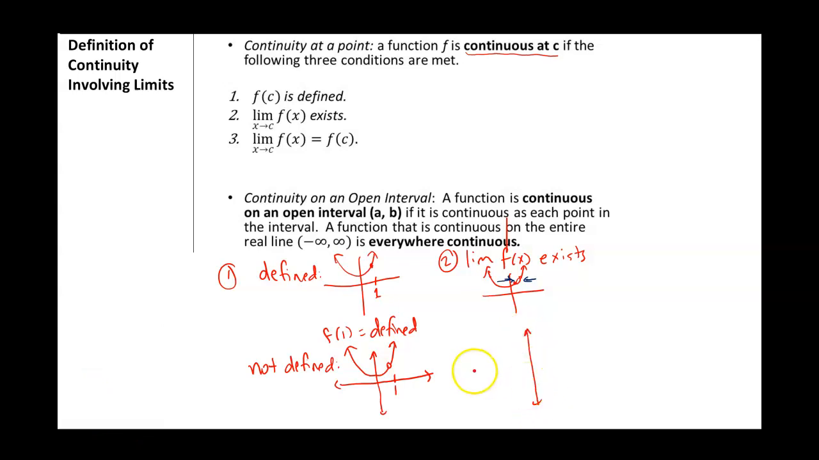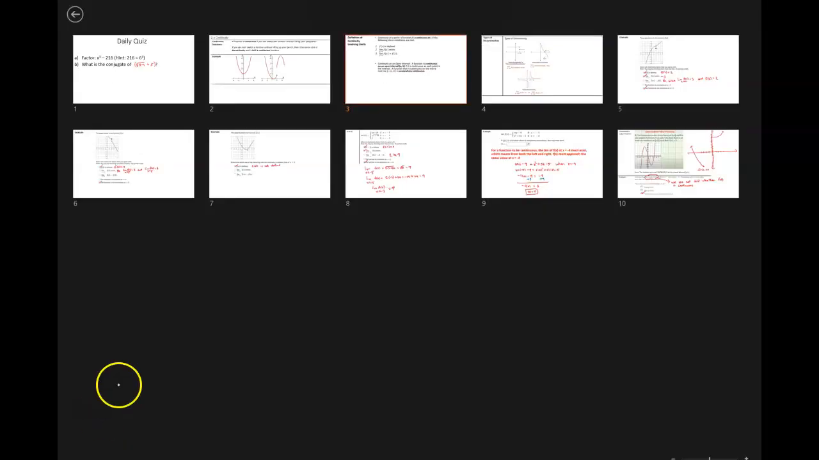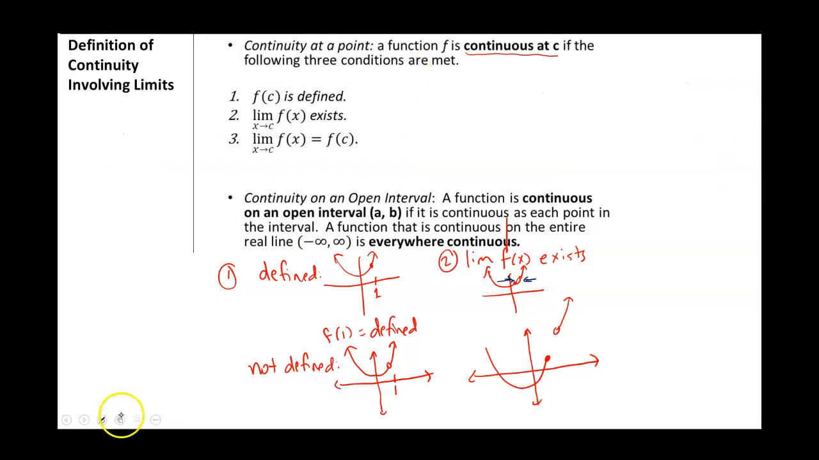Now let me give you an example of where the limit does not exist. If you have a case like this, where from the left, we're approaching one value, and then from the right, we're approaching a different value, then the limit doesn't exist. Because coming from negative infinity, we're approaching one y value, but coming from positive infinity, we're approaching another y value. So in this case, the limit does not exist.